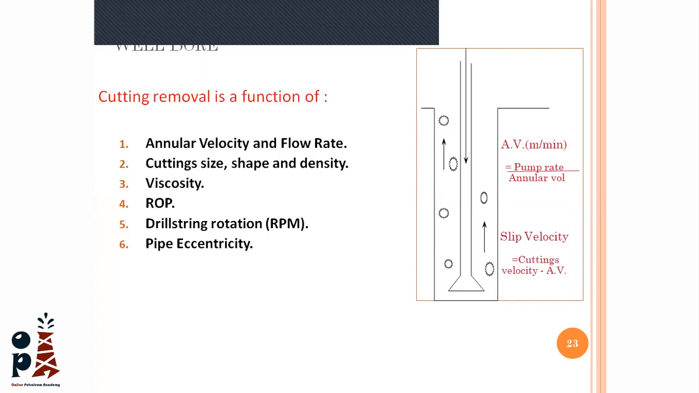And also pipe eccentricity. What is the meaning of pipe eccentricity? In the deviated and horizontal sections, the pipe may tend to go down to the low side. If this happens, the hole cleaning will be affected by this pipe eccentricity. To have good hole cleaning, the pipe should be at the center of the well. But in case we lose this, the hole cleaning will be affected.